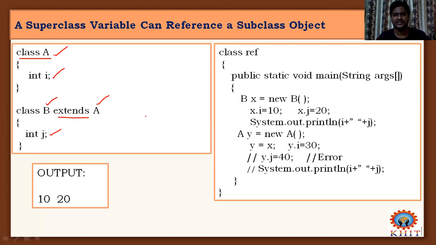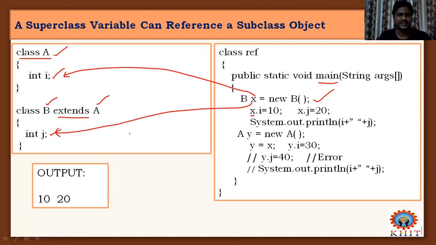Coming to here, this is the main class because it contains the main method. This is for creating an object of a subclass. B is a subclass, and I am creating an object of this subclass. As a subclass object, X can access the superclass member as well as the subclass member. So X.i = 10 and X.j = 10 are both valid. X, a subclass object, can access both class members.